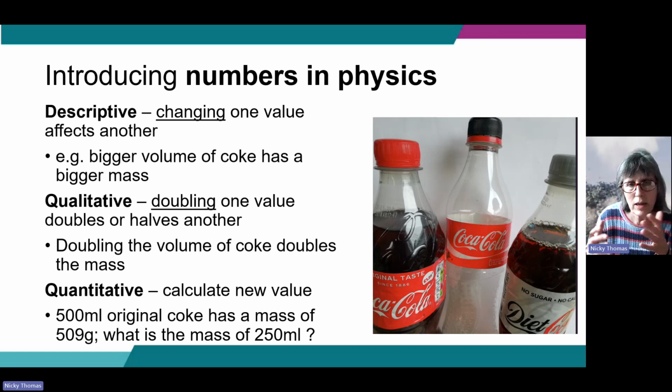How about qualitative? Well, if I have 2 bottles of Coke, then I'll have double the mass. And if I want to calculate something that's quantitative, imagine that 500 ml of the original Coke, have I got the right one? Yeah, that one. That had a mass of about 509 grams. So the mass of 250 ml, half of it, would be half of that.